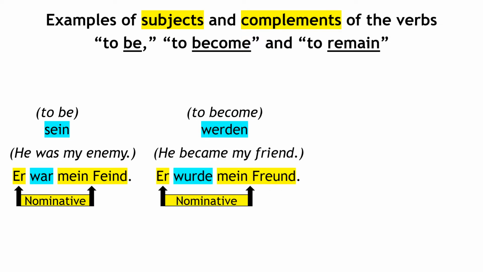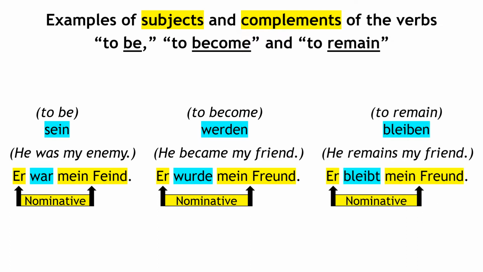In the second example, we see the past tense of the verb werden, which is würde. Würde mein Freund. Is the subject, and mein Freund is the complement of the verb werden. Again, it is obvious that and mein Freund refer to the same person. The same is true of the third example, where the present tense of bleiben is used. Bleibt mein Freund.